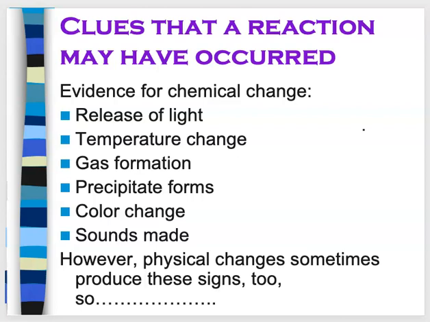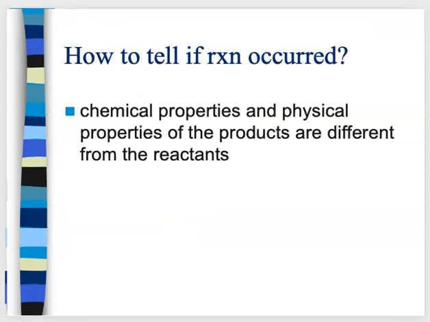If a color change happens, that's frequently a chemical reaction. Obviously, if you add food coloring to water, that's not a chemical change. That's just a physical change because you're just mixing those two substances together. Sometimes you get sounds like explosions and so forth. Many of those things indicate chemical reactions. Sometimes physical changes can do some of these. So to be sure, you really have to look and see if the chemical and physical properties of the products are different from those of the reactants.